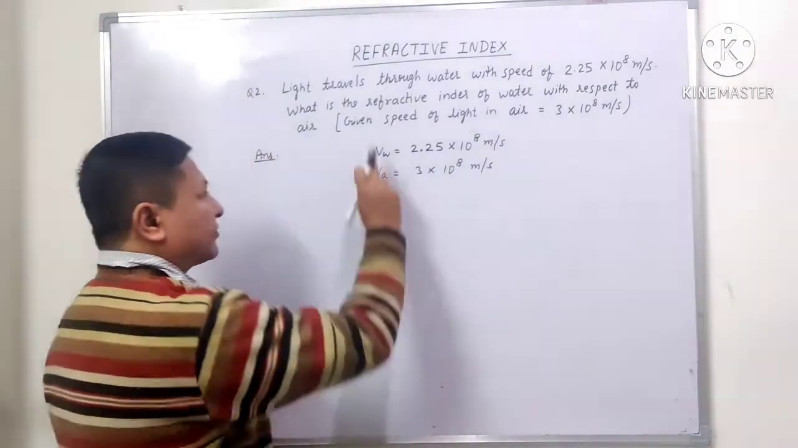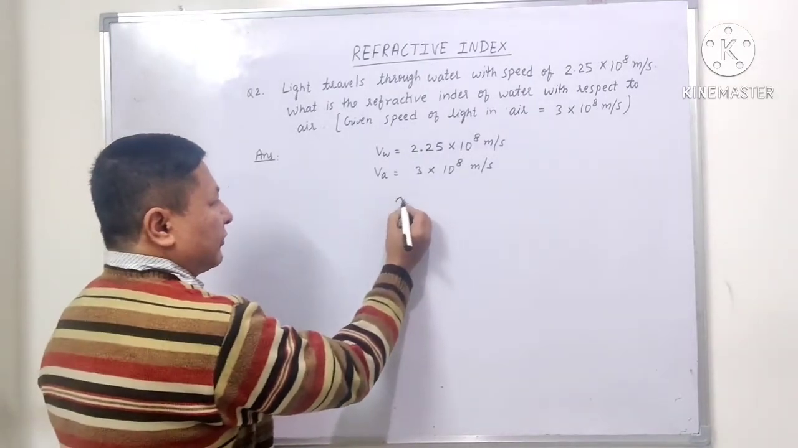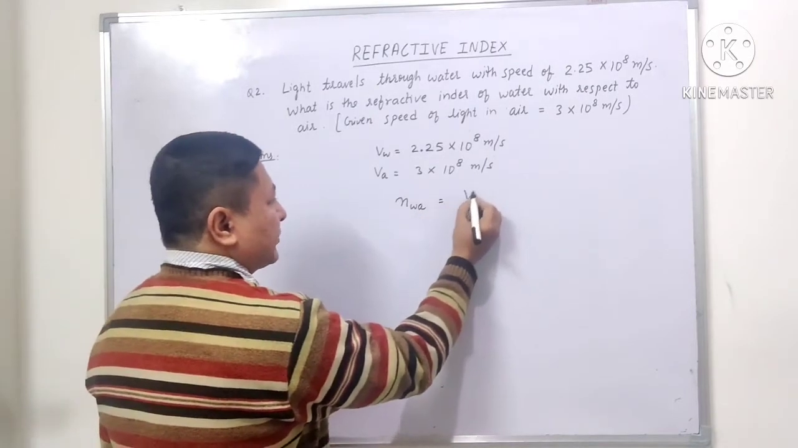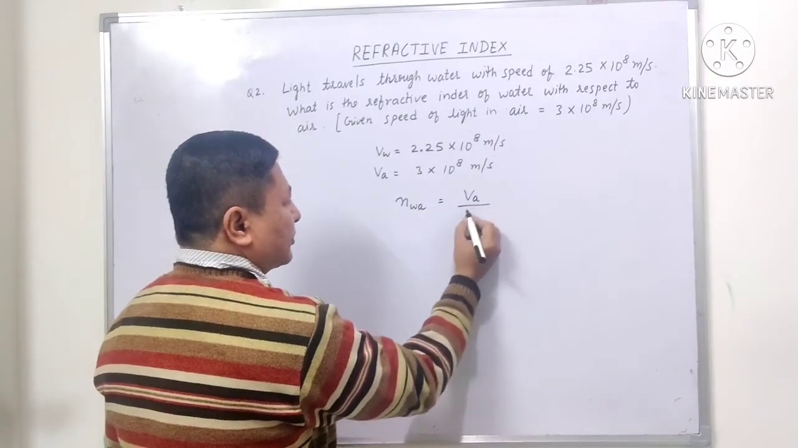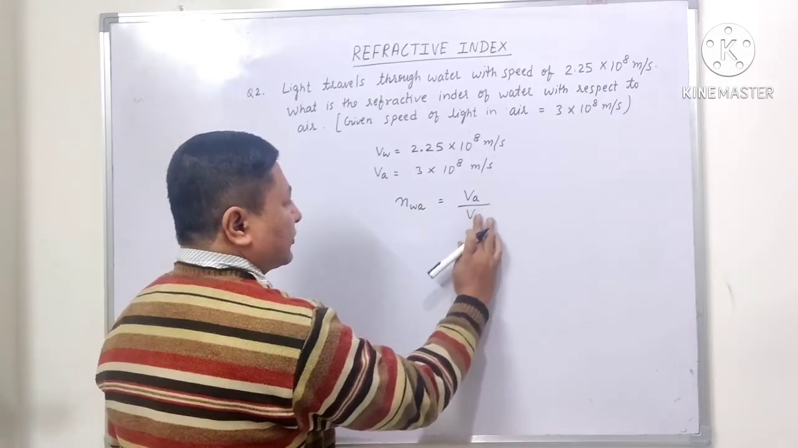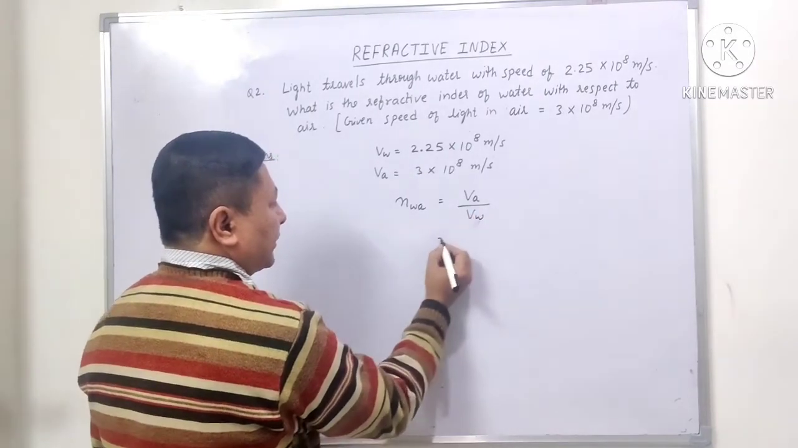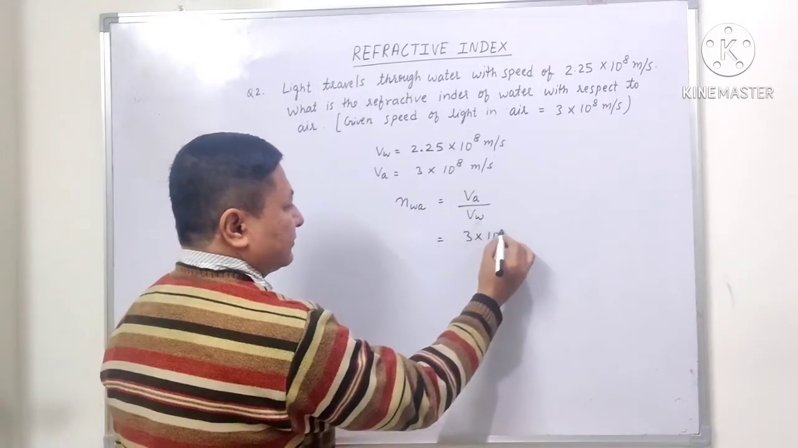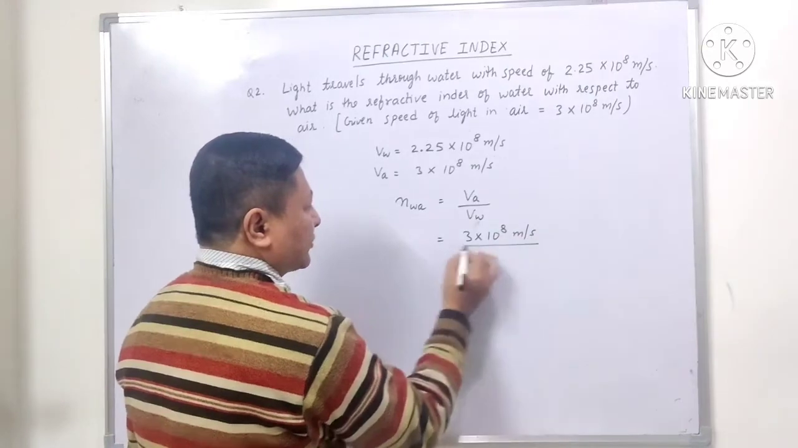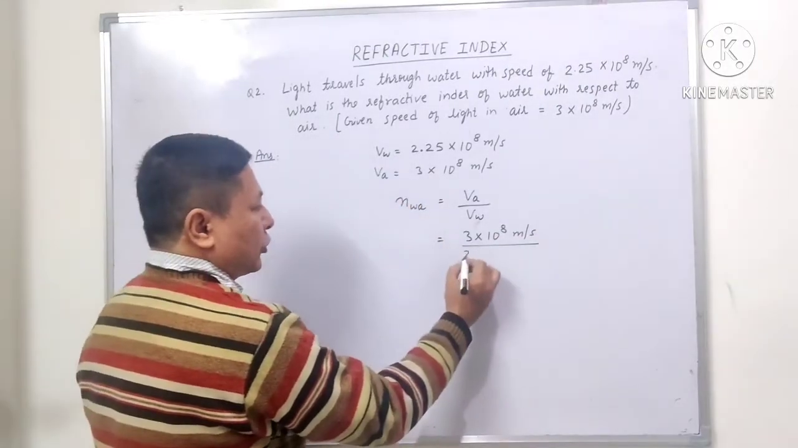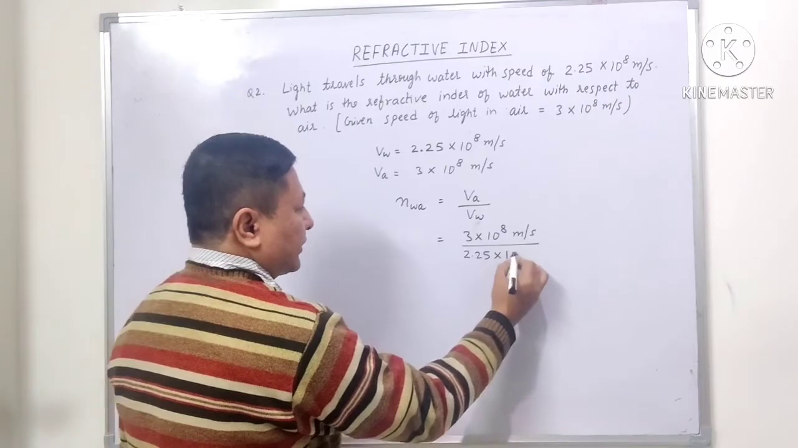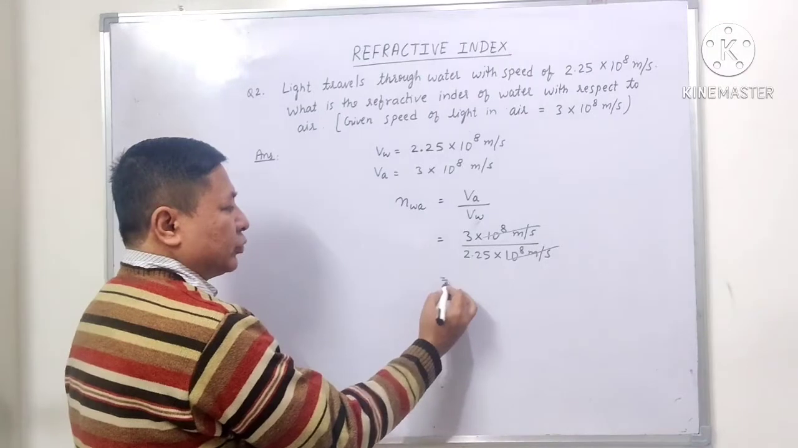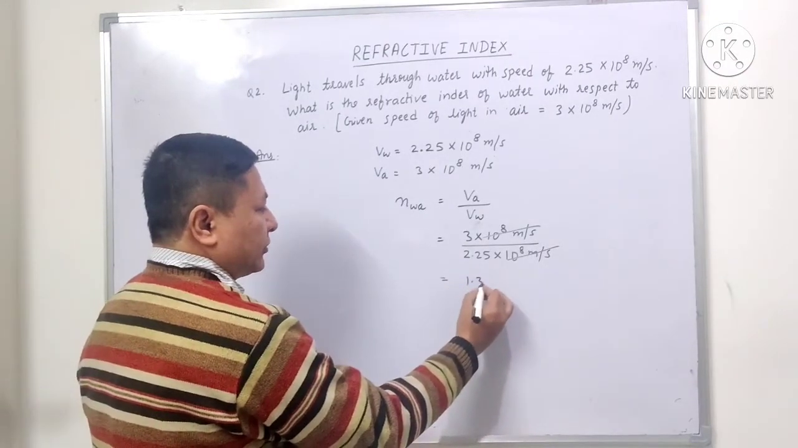And in the question it is asked to find the refractive index of water. The refractive index of water with respect to air will be equal to the speed of light in air upon the speed of light in water. Now let us put in the values. The speed of light in air is 3 into 10 raised to 8 meter per second, and the speed of light in water is 2.25 into 10 raised to 8 meter per second. This will cancel. 3 divided by 2.25 is 1.33.